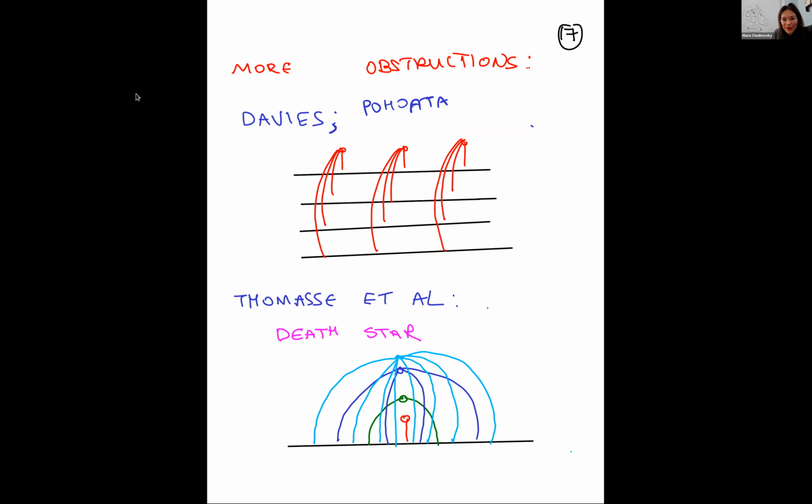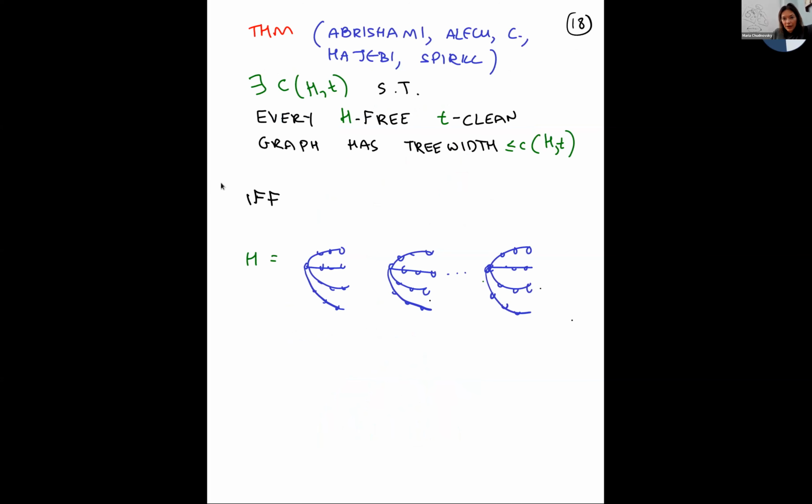So it's a graph with just a bunch of paths and then a bunch of vertices, each with one neighbor in each of these paths. That's a graph of large tree width, and it's not captured by anything I've shown you so far. And then this is another one which is called the Death Star. The Death Star, let me not tell you what it is. So anyway, that's a theorem with this list of co-authors, and we can characterize which one graph you need to exclude from T-clean graphs to guarantee bounded tree width.